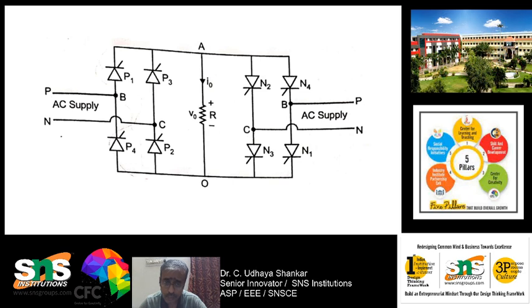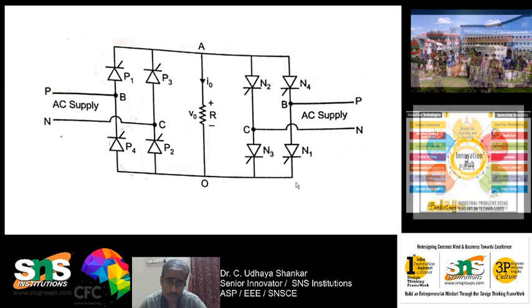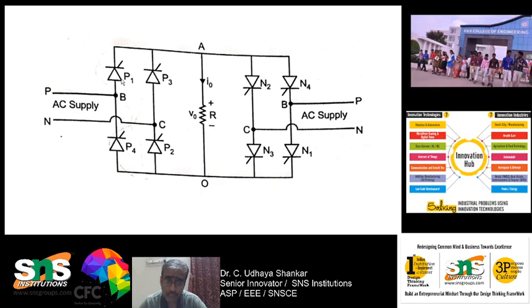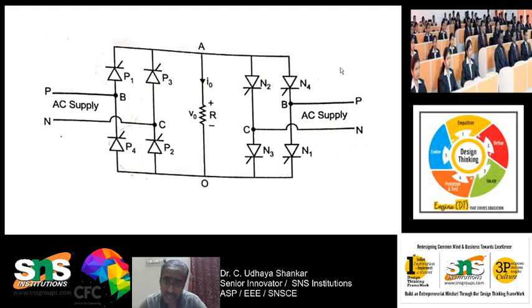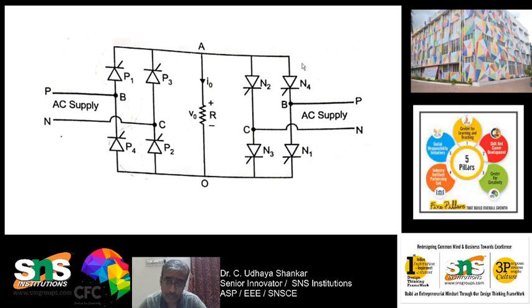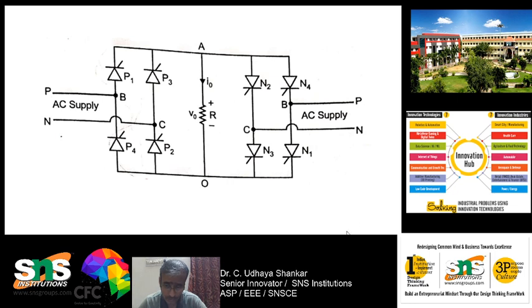So from this we can understand that if I want a positive cycle, I will be operating only P1, P2, P3 and P4. If I want a negative cycle, I will be operating N1, N2, N3 and N4. If the input cycle is positive, I will be operating P1 and P2. If the input cycle is negative and I need the output positive, I will be operating P3 and P4. If the input cycle is positive and I need the output negative, I will be operating N1 and N2. If the input cycle is negative and I need a negative cycle, then I will be operating N3 and N4. So by switching on different sequences, you will be getting different output voltages, positive and negative. Is it right? So this is how it operates.